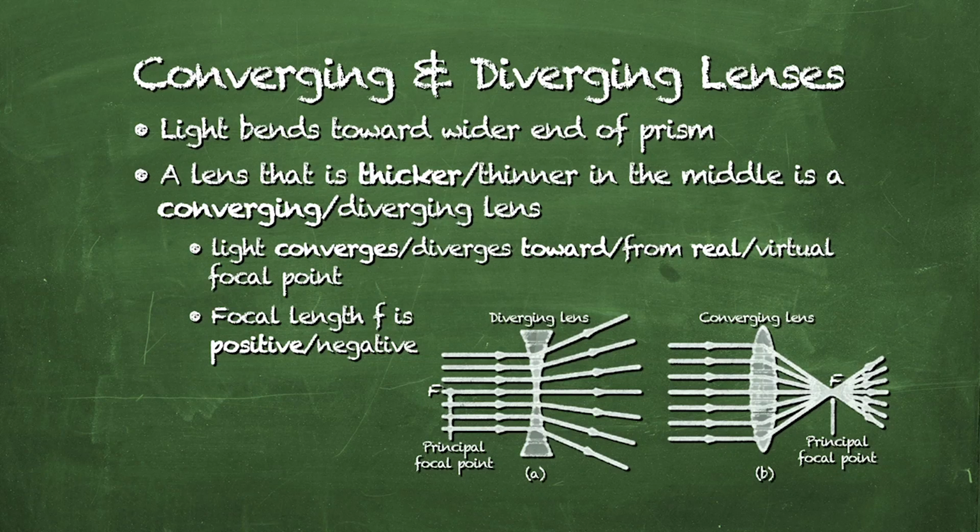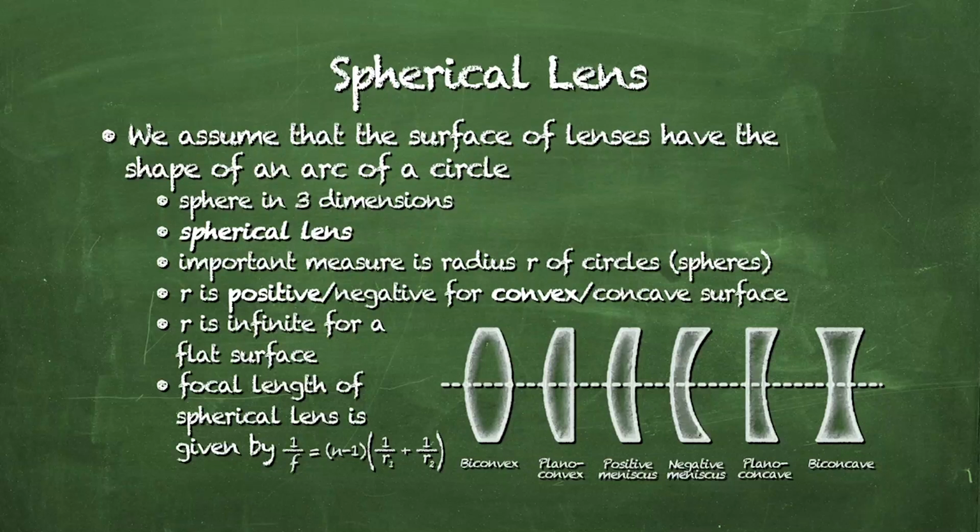For spherical lenses, we can actually calculate the focal length of the lens. A spherical lens is a lens whose surface is an arc of a circle, or in 3 dimensions, part of the surface of a sphere. The important measure is the radius of the circles that make up the surfaces of the lens. The radius of curvature is positive for a convex surface, that means a surface that bulges out. And the radius of curvature is negative for a concave surface, that is one that caves in.